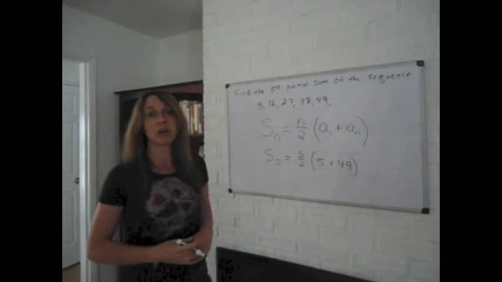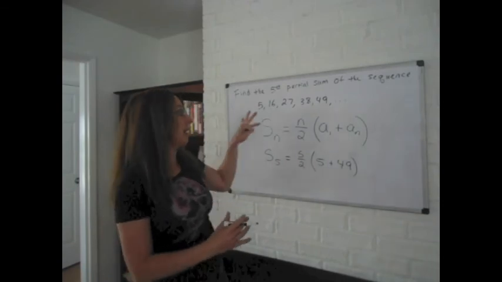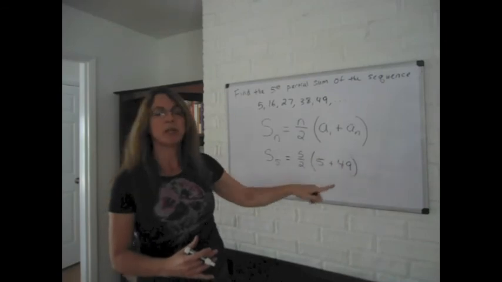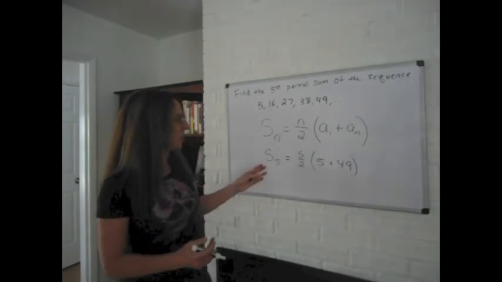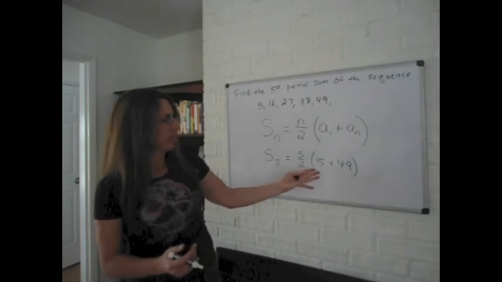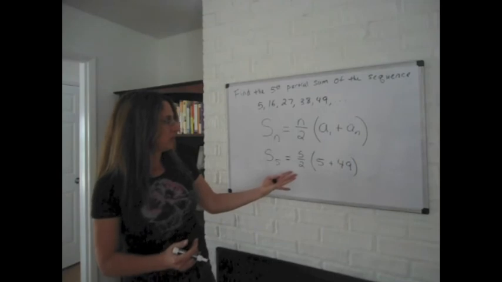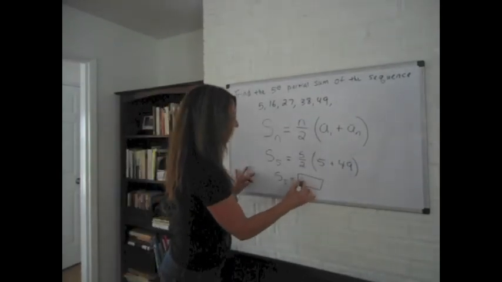Some of the problems in our book when we get to class are going to be a little bit more difficult than this, but you'll have the tools to find that last term. We'll have to go back in and find the nth term definition. So we're looking at this, and if we do the math, we've got 54 divided by 2 is 27 times 5. So the answer is 135.